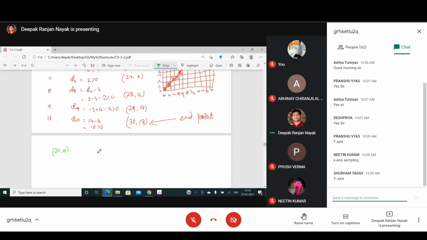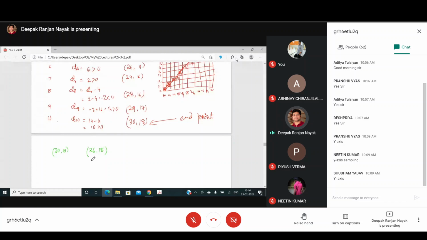T10, 26, 18. These are the 2 points which are given, and you have to find the addressable pixels in between these 2 points. So, this is the starting point, this is the ending point. Now, as we have seen, we have to calculate the m value first, right? And then accordingly, we will calculate the d1 value. Once you get the d1 value, you have to calculate the rest of the d values, and accordingly you will plot the pixels, right?